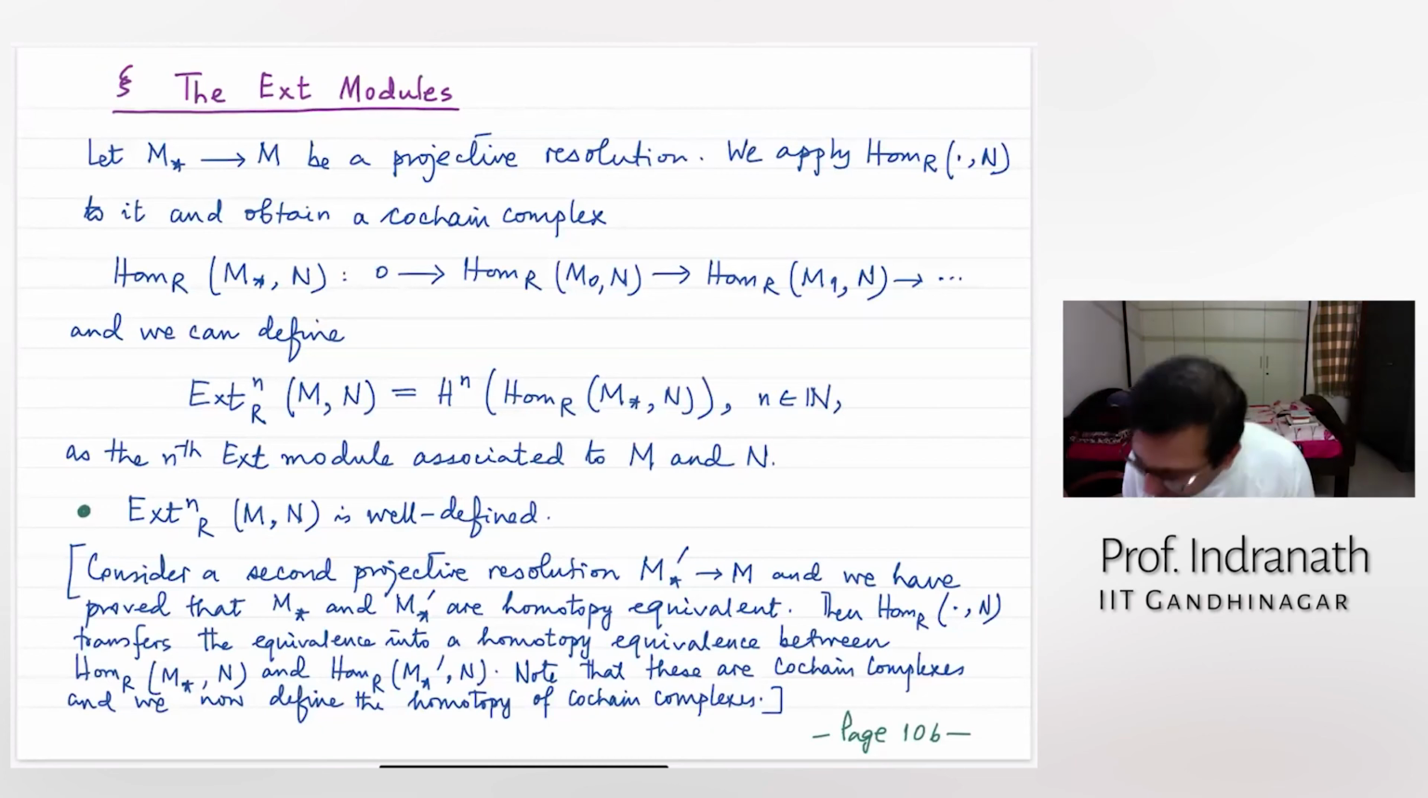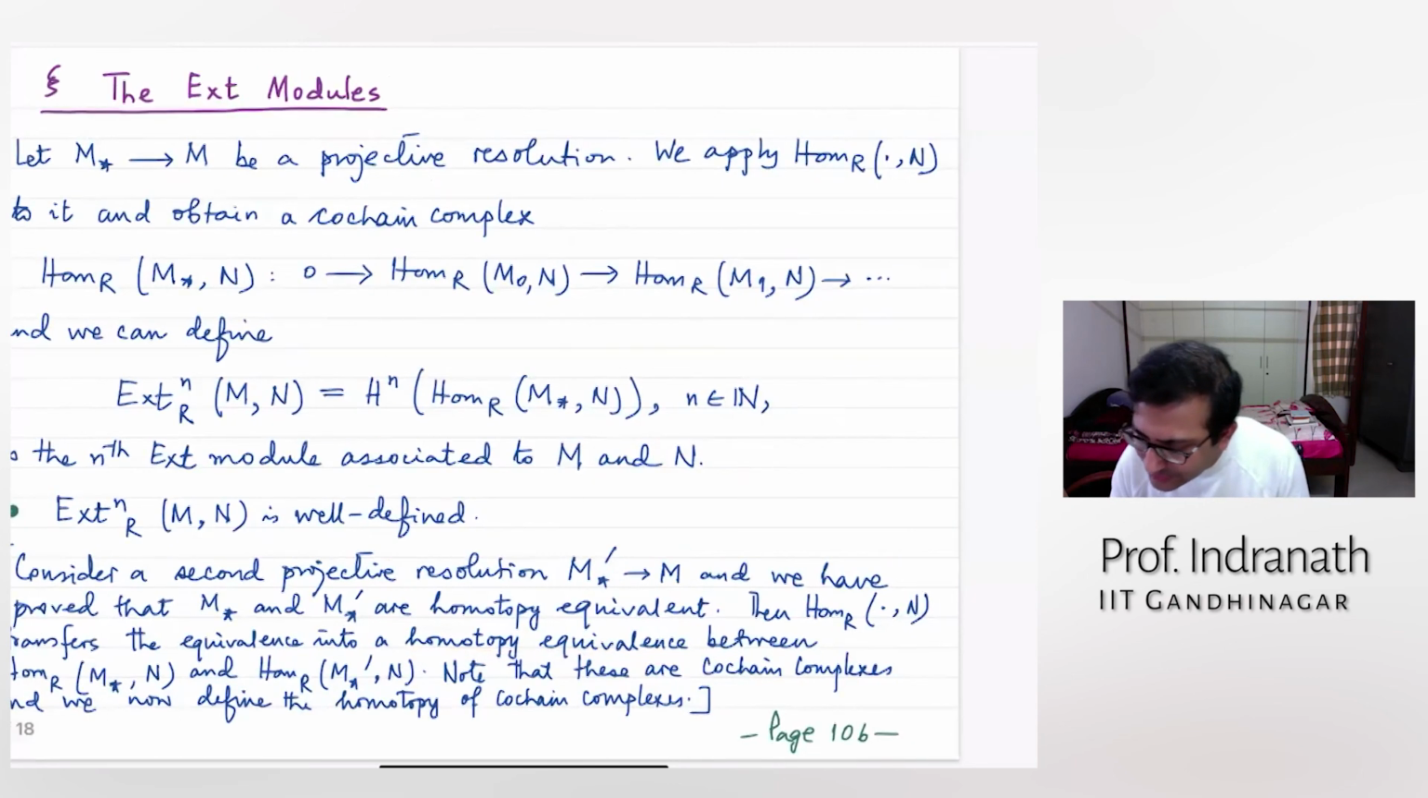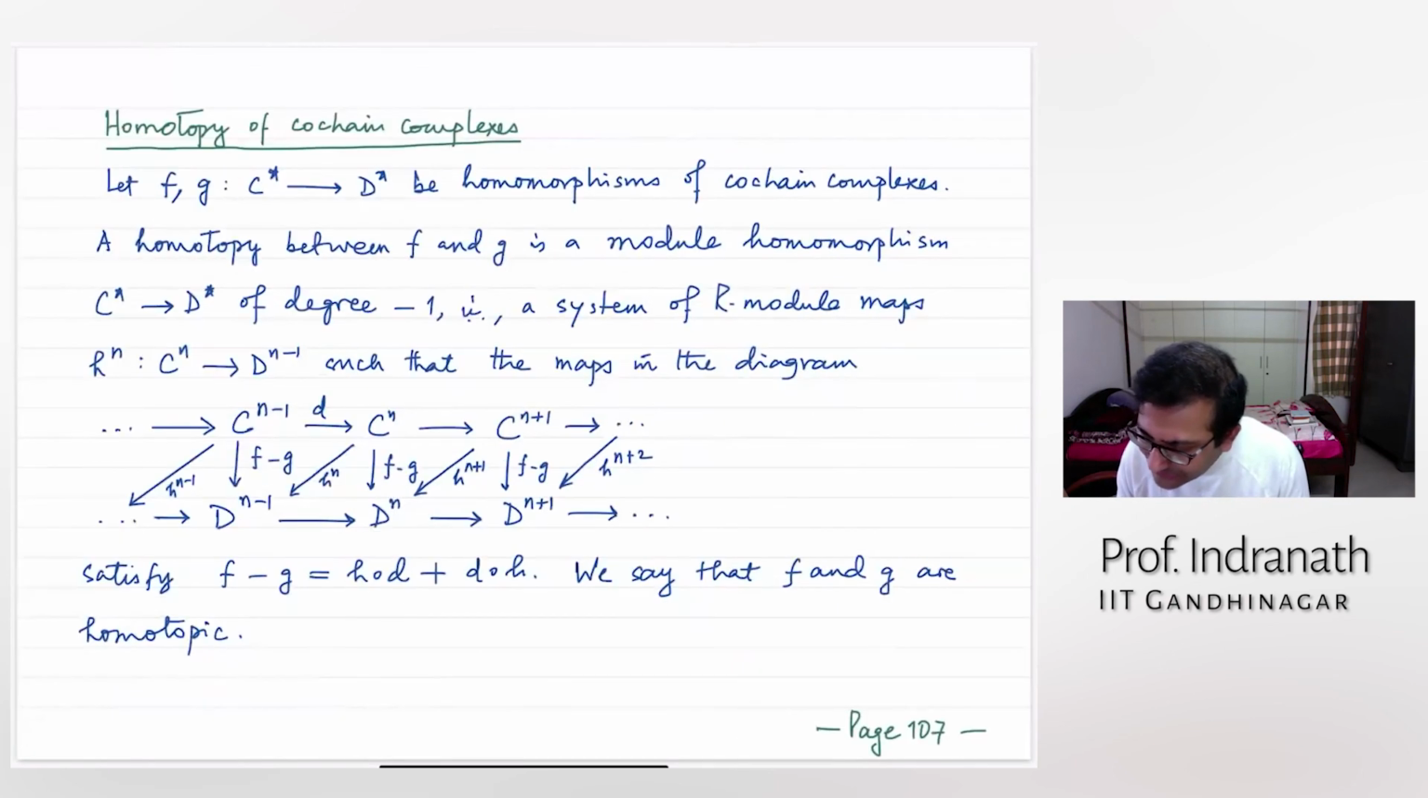So basically, therefore, you need the homotopy equivalence definition for the cochains. You can understand the definition is going to be similar. Only thing is that this is a cochain complex. It is increasing in this direction, n-1, n+1, and so on.